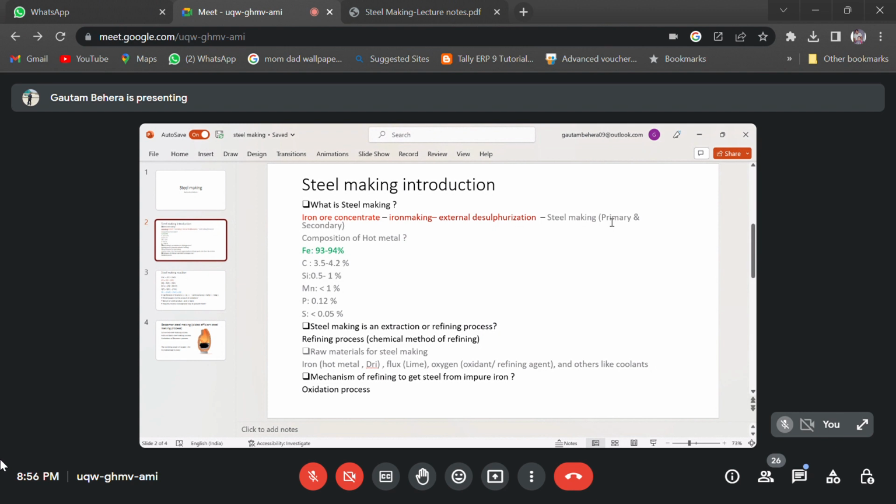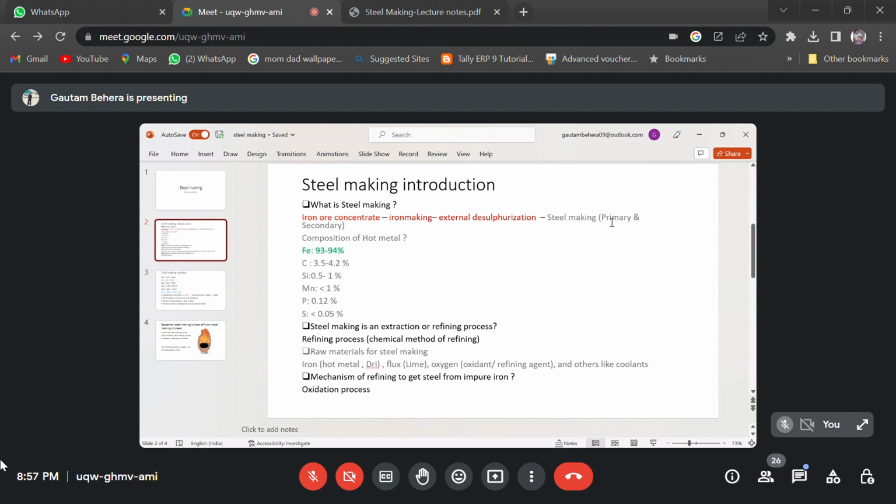Do you people know what is external desulfurization? Sulfur removal. Yeah, but the name is external desulfurization. Outside of the blast furnace. Yeah, somebody has answered. Very good. External desulfurization means the sulfur you are going to remove, but externally. Externally means not inside the reactor or not inside the furnace. This will be removed outside the furnace.